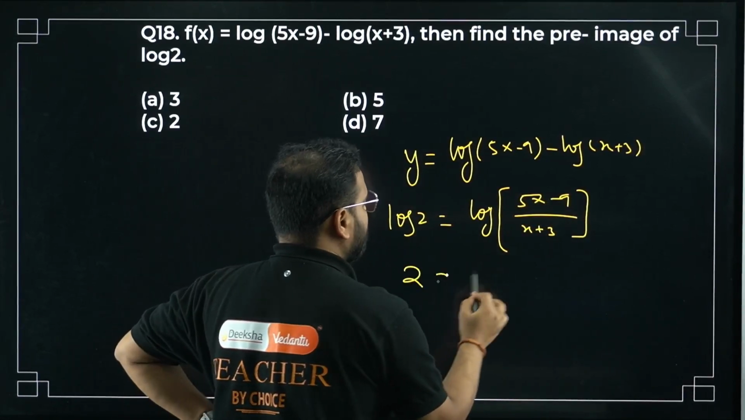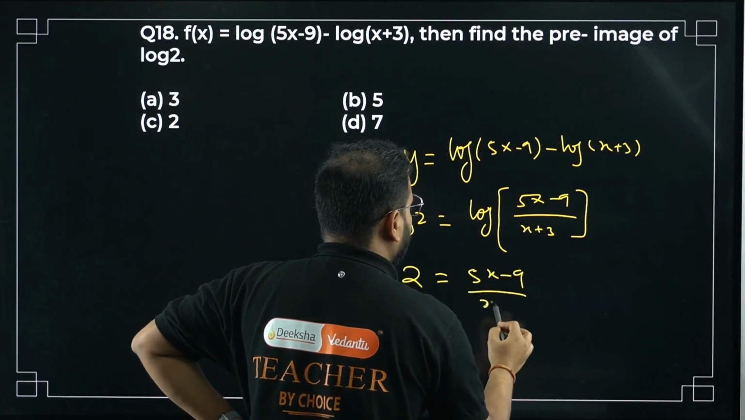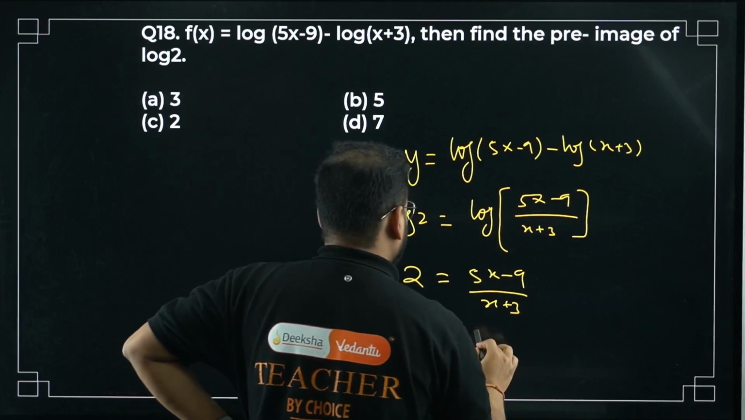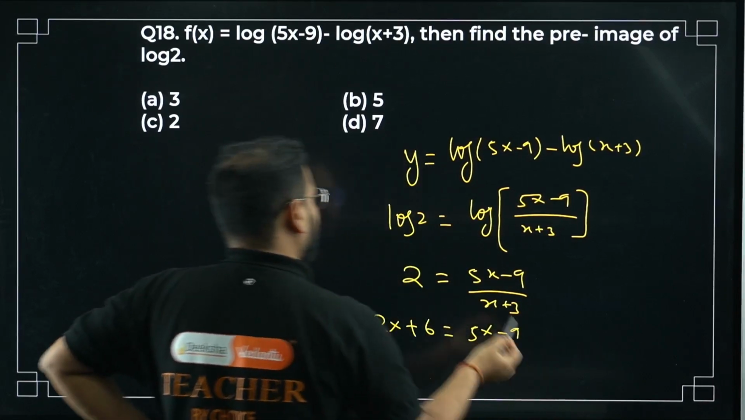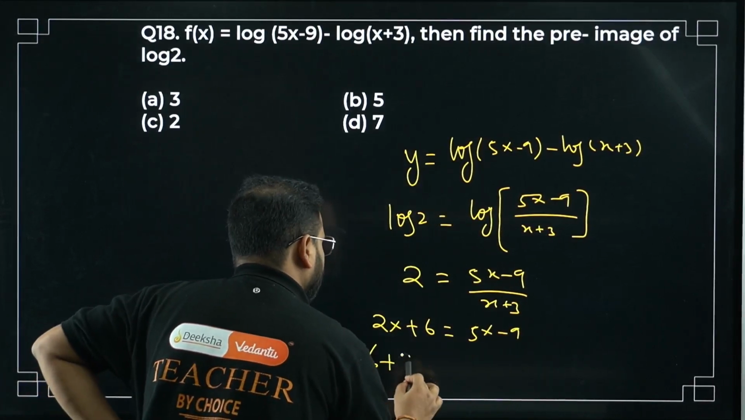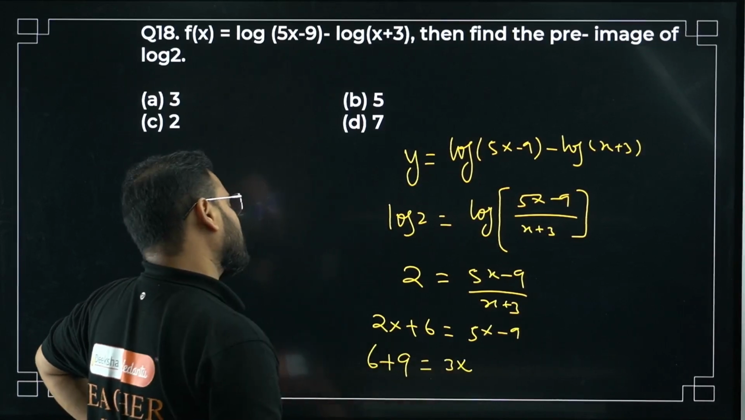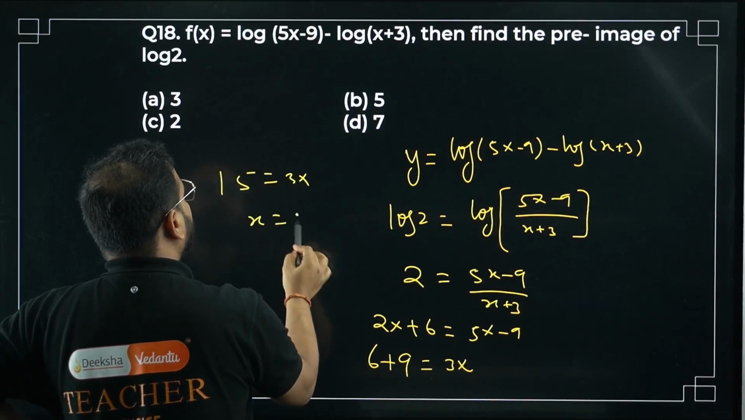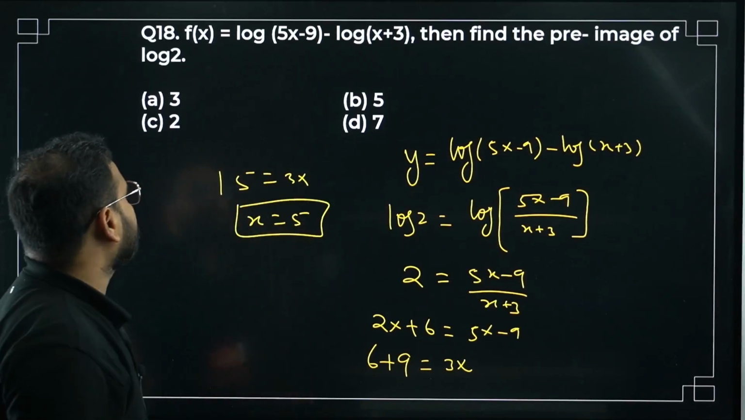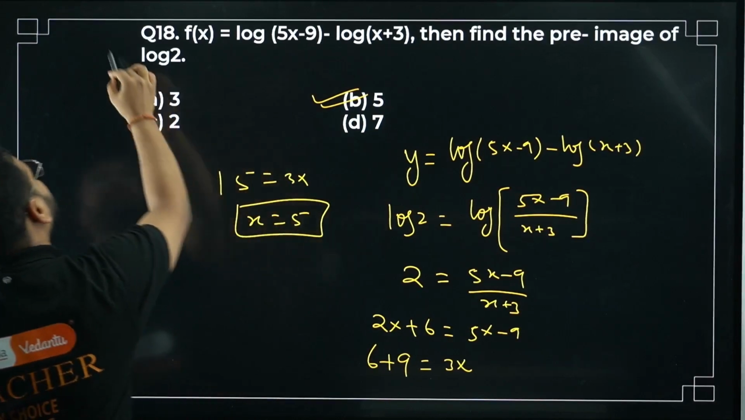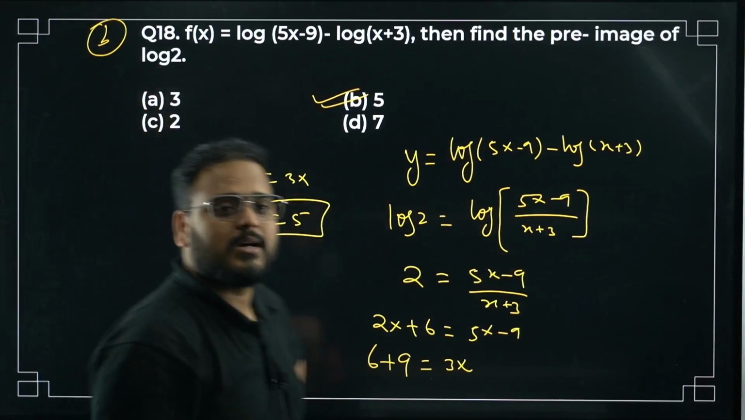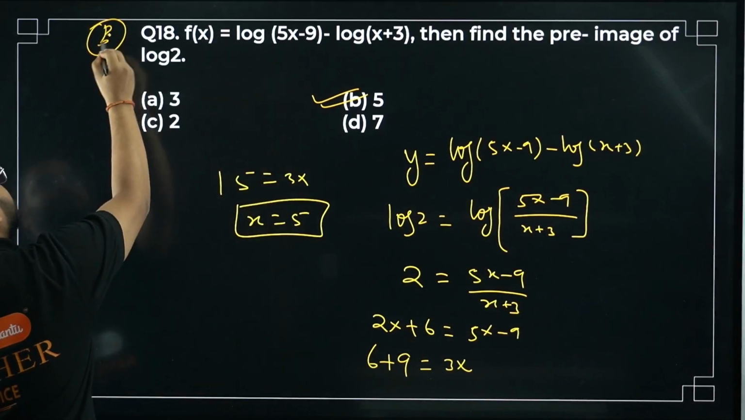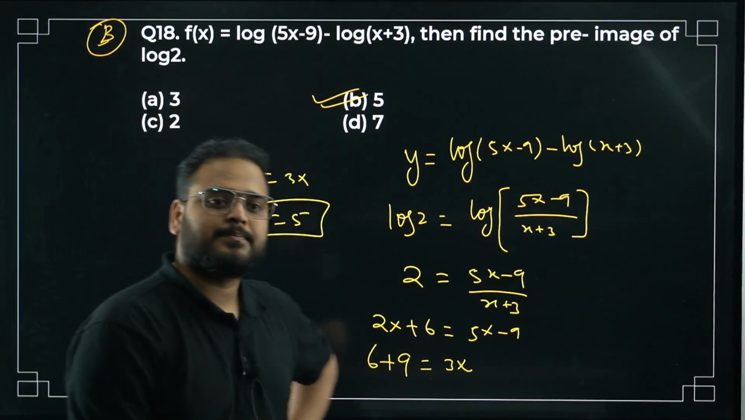So it becomes 2 equals 5x minus 9 upon x plus 3. Cross multiply: 2x plus 6 equals 5x minus 9. Bring this over here, it becomes 6 plus 9 equals 3x, since 5x minus 2x is 3x. I get 15 equals 3x, which means x equals 5. Option B is correct. So the 18th is also done. Please check question number 18. The option is B, which is 5.